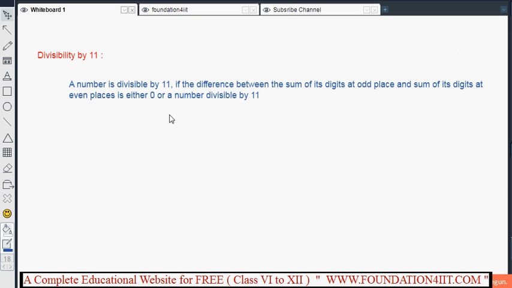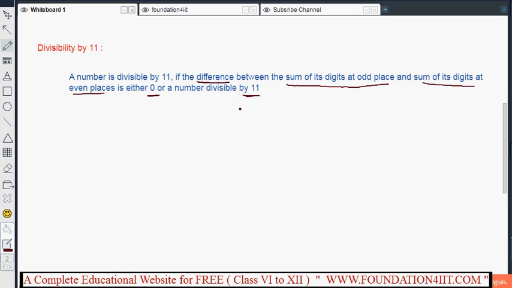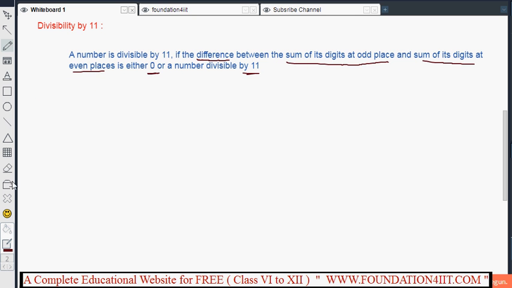So I'll give clarity for this. A number is divisible by 11 if the difference between the sum of its digits at odd places and the sum of its digits at even places is either 0 or a number divisible by 11. That means any multiple of 11. So I'll explain the example clearly.